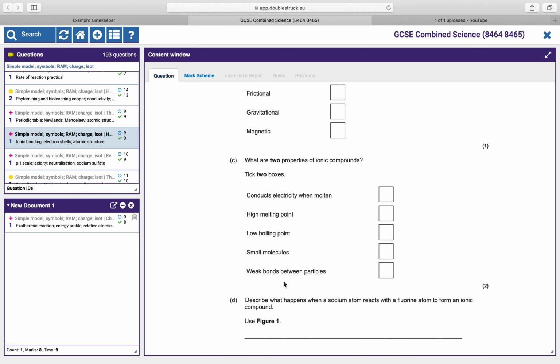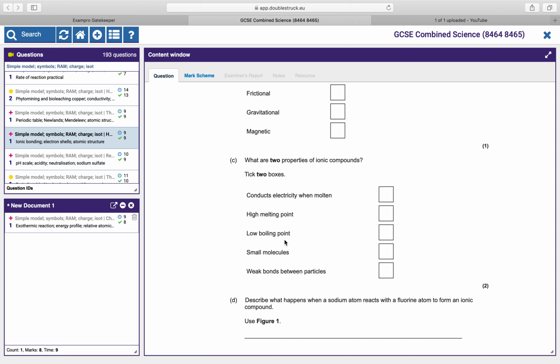What are 2 properties of ionic compounds? So, ionic compounds conduct electricity when molten, and that's important because the ions are free to move. They can't do that when they're solid. And they do have a very high melting point. Don't think that when you put salt into water and it dissolves, it's melted. No, their melting point is extremely high.